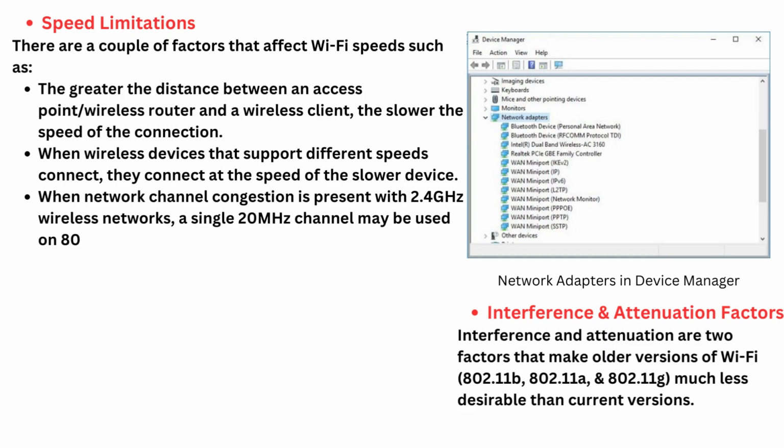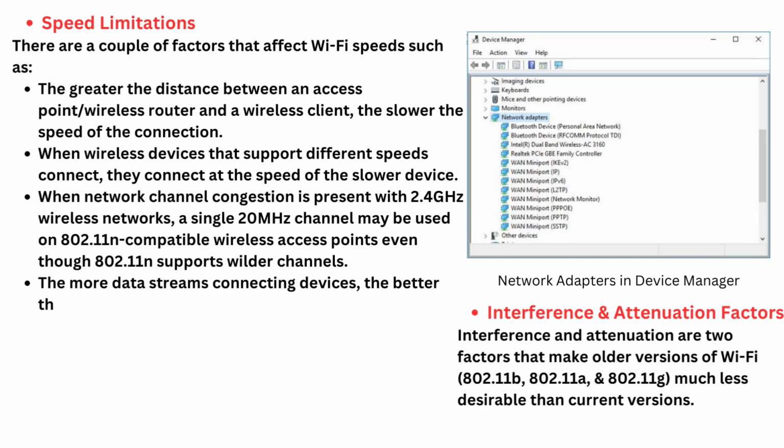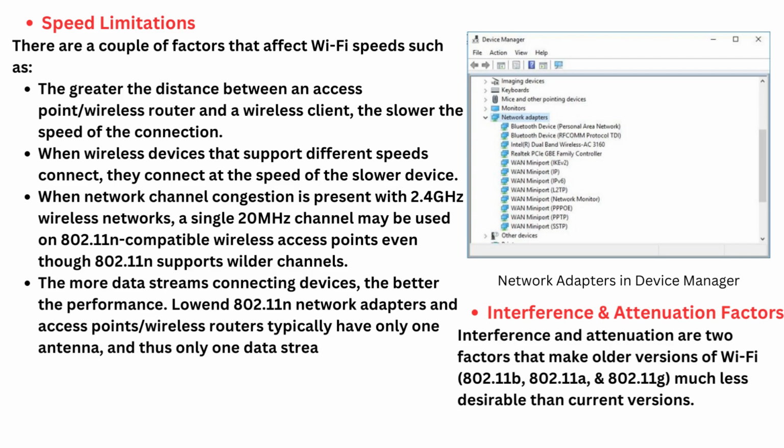The more data streams connecting devices, the better the performance. Low-end 802.11n network adapters and access points or wireless routers typically have only one antenna, and thus only one data stream. To determine the number of data streams a wireless N or wireless AC adapter supports, you can check its specifications. Some wireless adapters display this information in the Windows Device Manager.